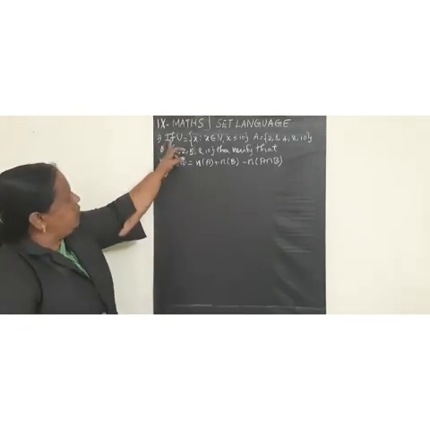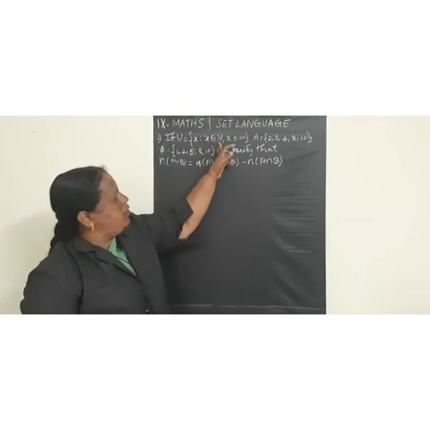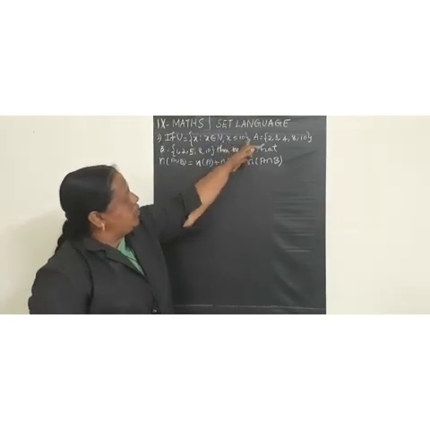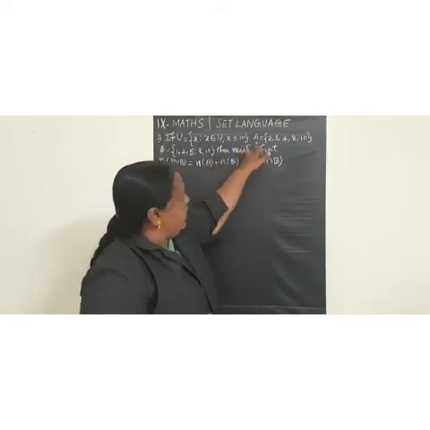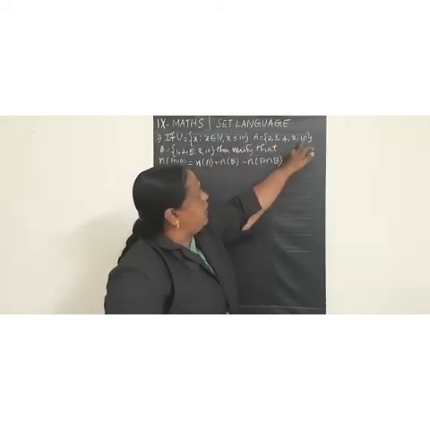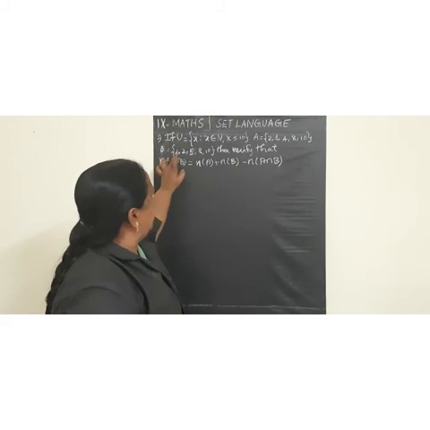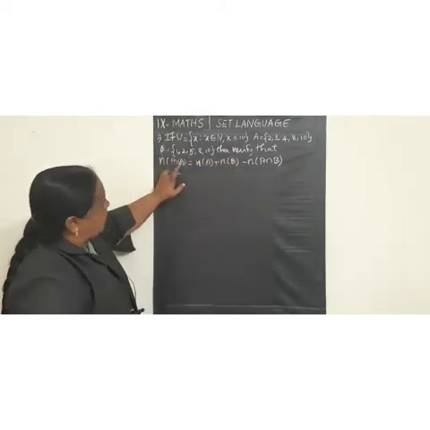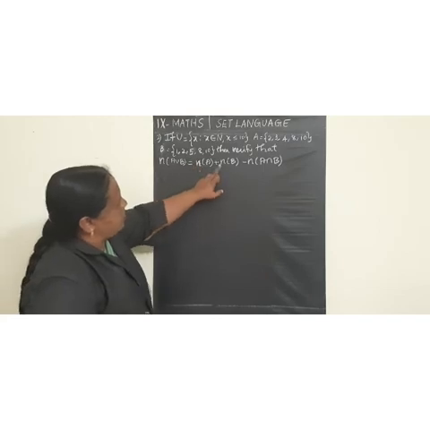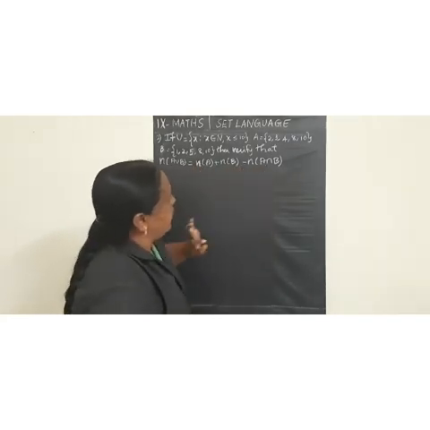Next sum is, if U is equal to x such that x belongs to natural numbers, with x values less than or equal to 10, A is equal to 2, 3, 4, 8, 10, and the set B they have given us is 1, 2, 5, 8, 10. Then verify that n of A union B is equal to n of A plus n of B minus n of A intersection B.